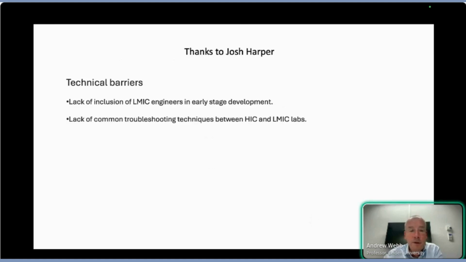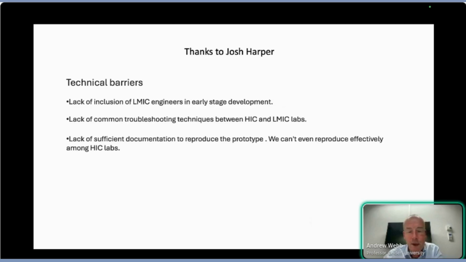We have to look at these troubleshooting techniques, right? We have certain ways of doing things with sophisticated equipment in high income countries, which are simply not available. And that means that if there's no way of troubleshooting as things go on, things can go wrong very quickly. So we have to, again, find a set of common tools there.